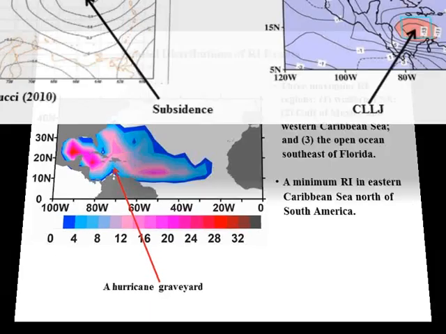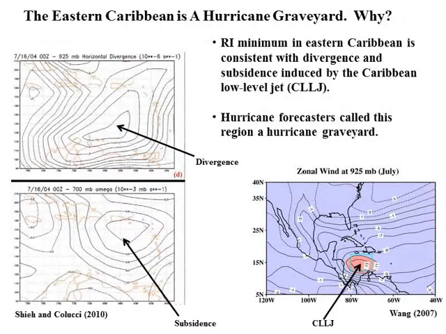Why did it happen? This is the physics here. So why is the eastern Caribbean the hurricane graveyard? We should start from this. For climate people, we know the Caribbean has a low level jet over there. We call this the Caribbean low level jet. This figure is from my paper in 2007.